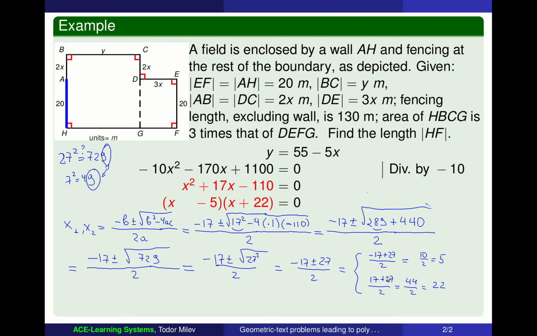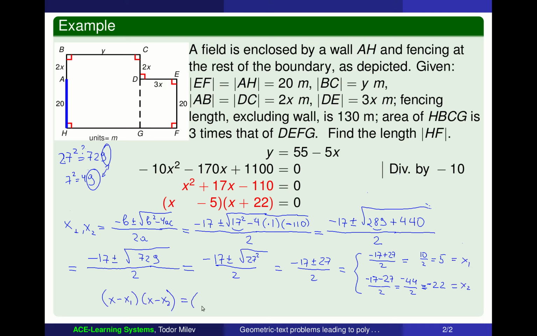Whoops. This is minus 17 minus 27. So minus 17 minus 27, so that is minus 44, so that is negative 22. So I'm getting negative 22, which means that my polynomial factors as x minus x1 times x minus x2. This here is x1, this here is x2.